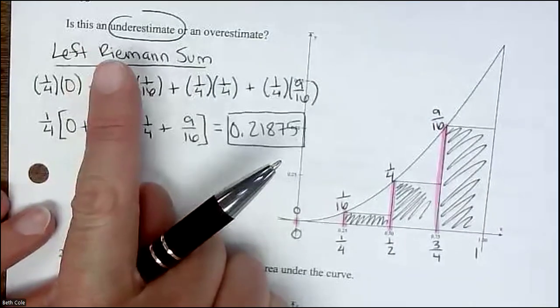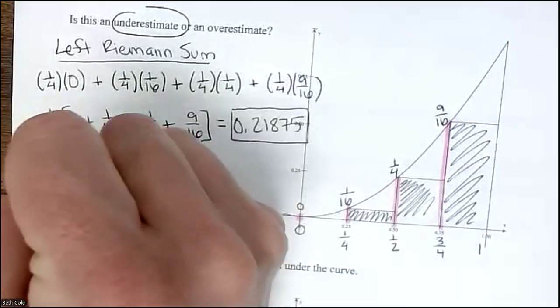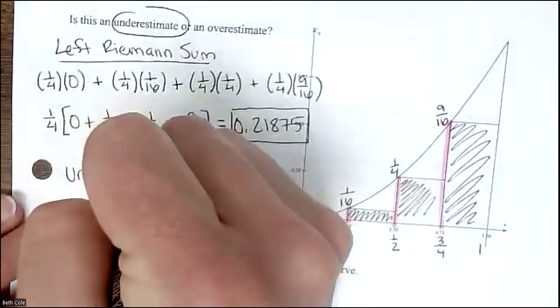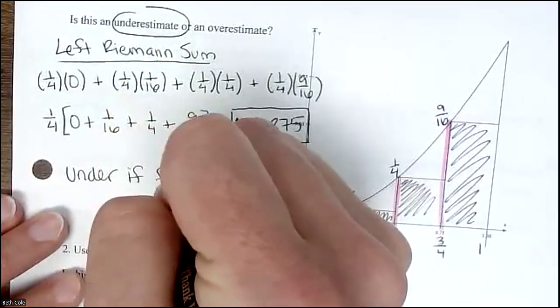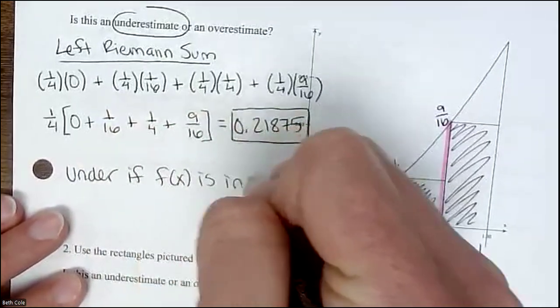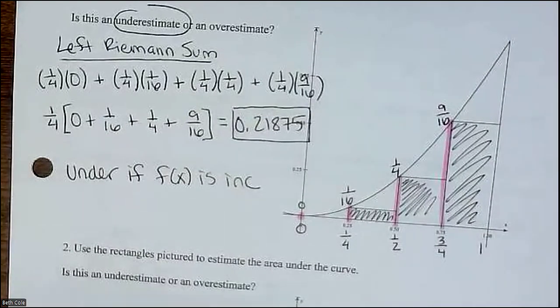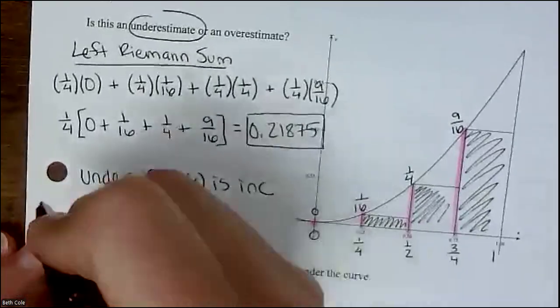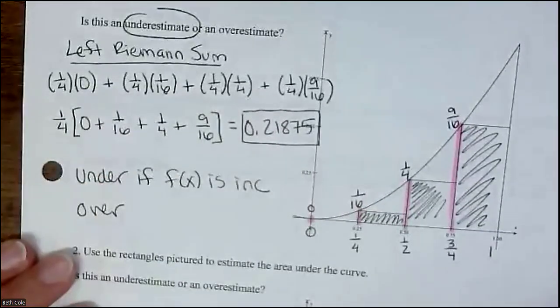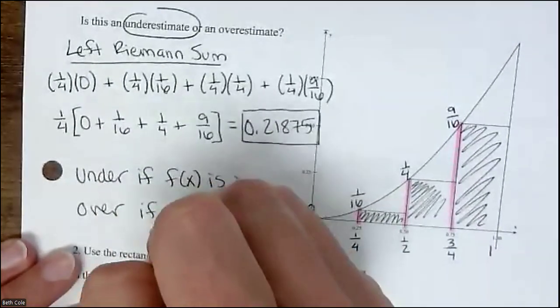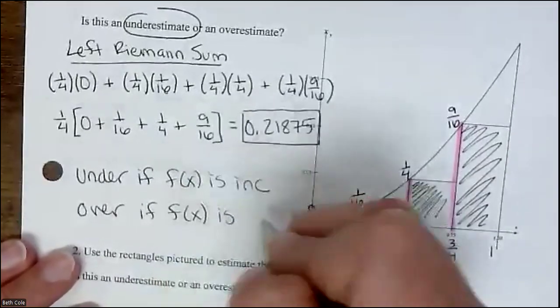So your left sum is an underestimate if your function is increasing. Do you see why? If the function is going up and you take the left side of it, do you see how that's the lower down side? Okay. Now, it would be an overestimate if your function was doing what?